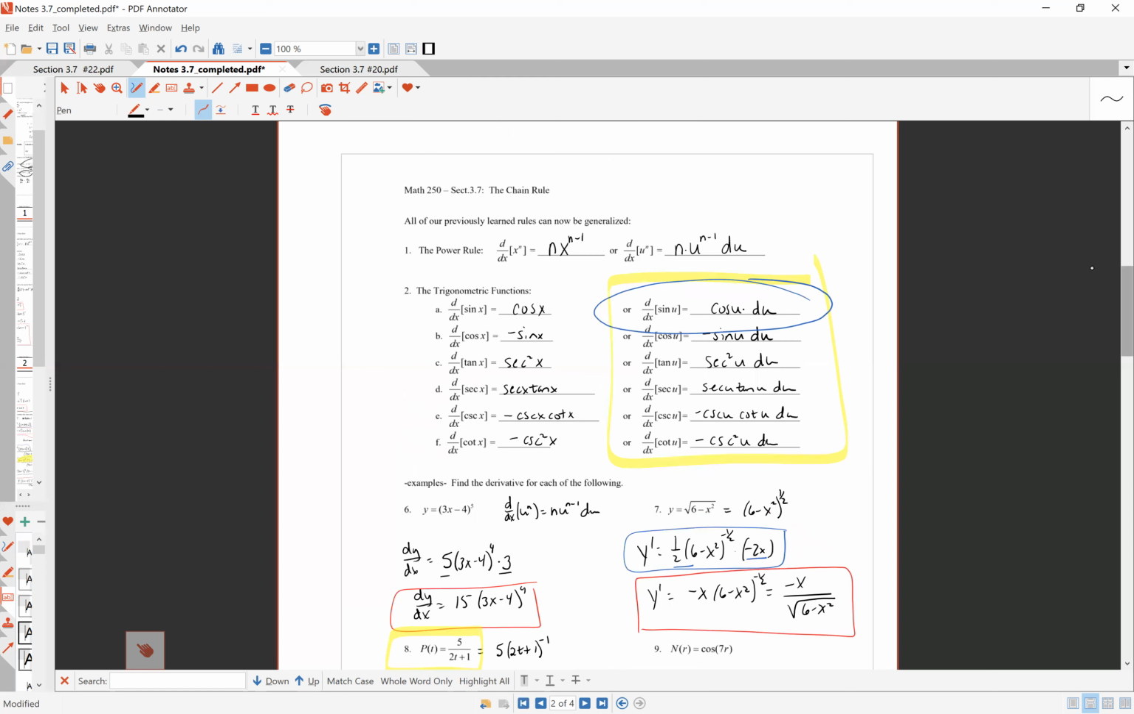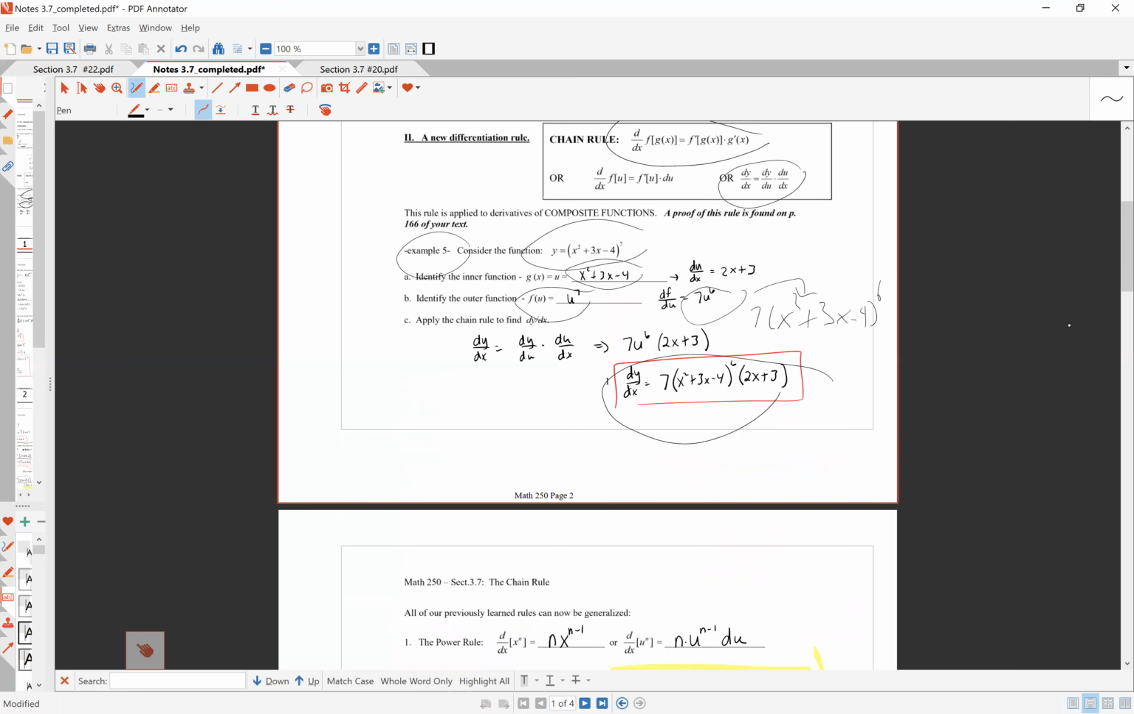So basically, instead of x, there's that power rule. The derivative of x to the n is n times x to the n minus one. Let's say we're taking the derivative of some function of u raised to the nth power. Then it turns out the derivative is n times u to the n minus one times du. Okay, so that's kind of what we just did, right?